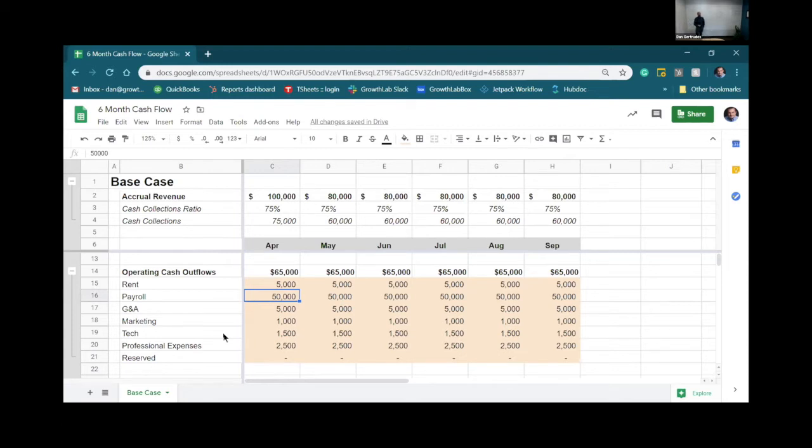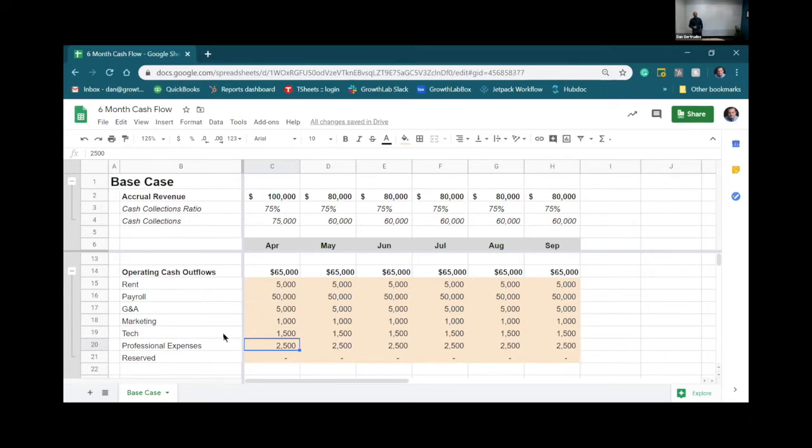So in this scenario, we're assuming we got about $5,000 in rent, $50,000 in payroll, throw in another $5,000 in general administrative. Maybe you've got $1,000 in marketing spend, $1,500 for your typical technology. It could be your Google Apps, it could be other CRMs, et cetera, and maybe some professional expenses. Let's say you're outsourcing some accounting and bookkeeping, or maybe some IT work, or you've got a fractional CFO, or you've got a lawyer, right?